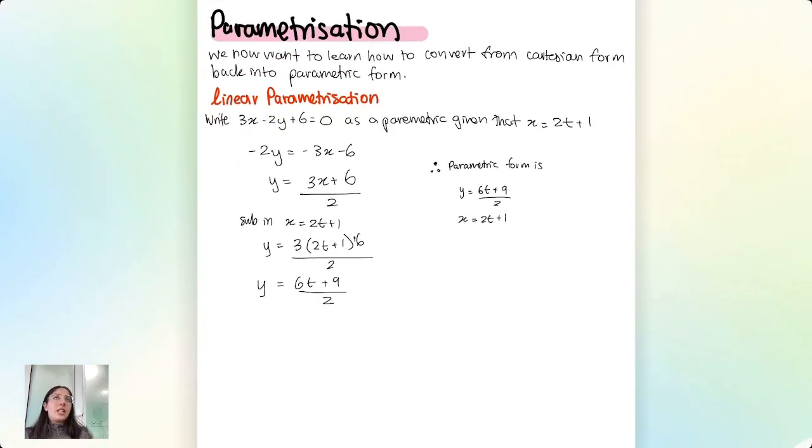Any troubles there? I think linear is quite easy, right? It's literally, again, just the opposite of what we did before. The next one is a little bit harder, which is circle parameterization, and you guys are gonna love this, it involves trig. So let's do that, and then hopefully I can get you guys to understand it. So let's do it.